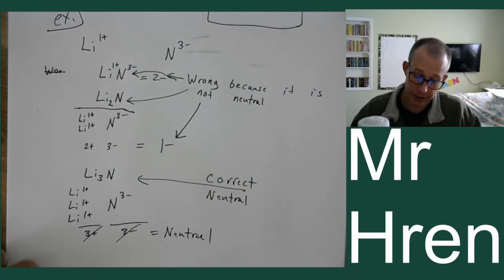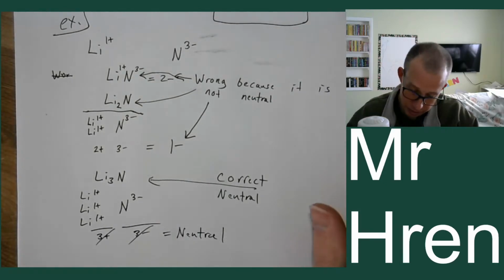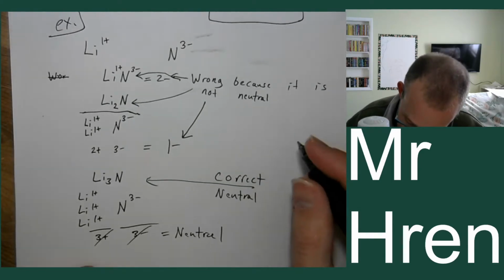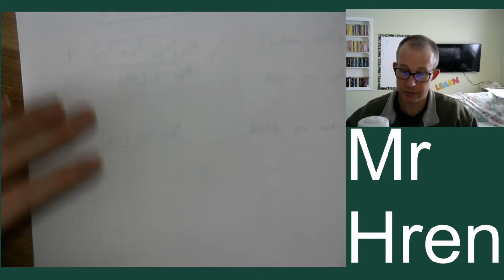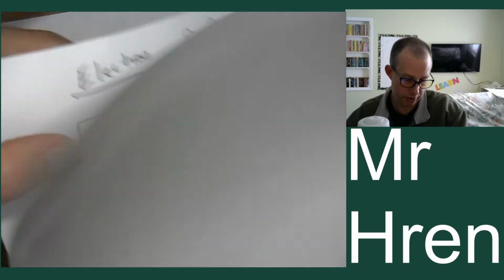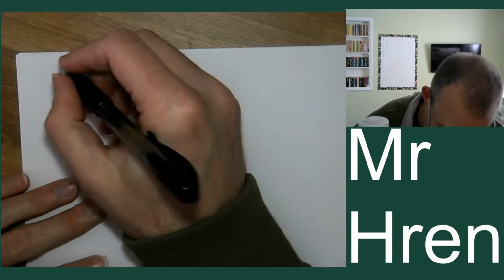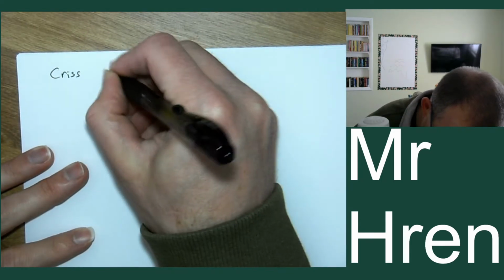Now, that's the theory behind it. Thankfully, there's an easier way to do it, though. Once you see the pattern, it's ultra simple. So let's look at a simpler way to do it. A simpler way to do it now is just the crisscross method.